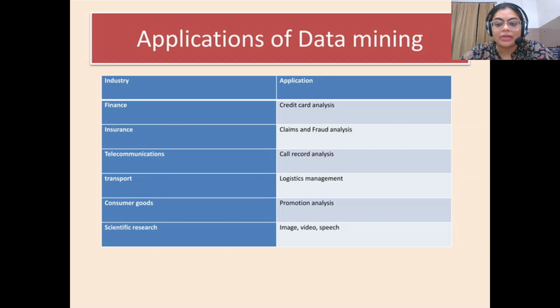For example, like medical decision support, classification of astronomical objects, bioinformatics, these are the terms where you can do the scientific analysis by this data mining.